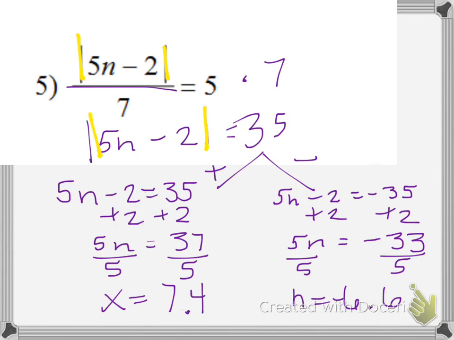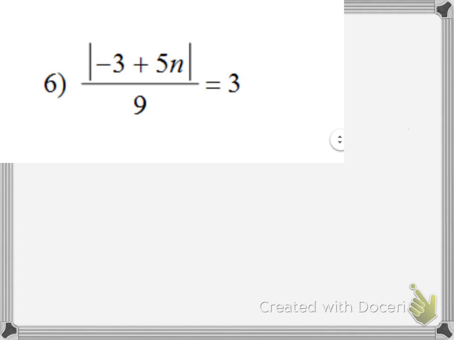All right, we got one more left, number 6. Again, our goal is to get the absolute value bars by itself. They're not by themselves right now because we got that divide by 9. So let's get rid of that by multiplying. So those cancel out. Multiply by 9 on this side too.